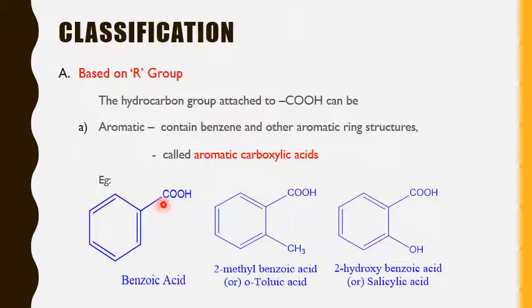COOH and benzene ring. There is a direct bond between this carboxylic carbon and the carbon of the benzene ring, and the name of this is benzoic acid. Definitely we will come across this compound many times. This is very important in our carboxylic acids. And the next example is just an upgradation of benzoic acid.